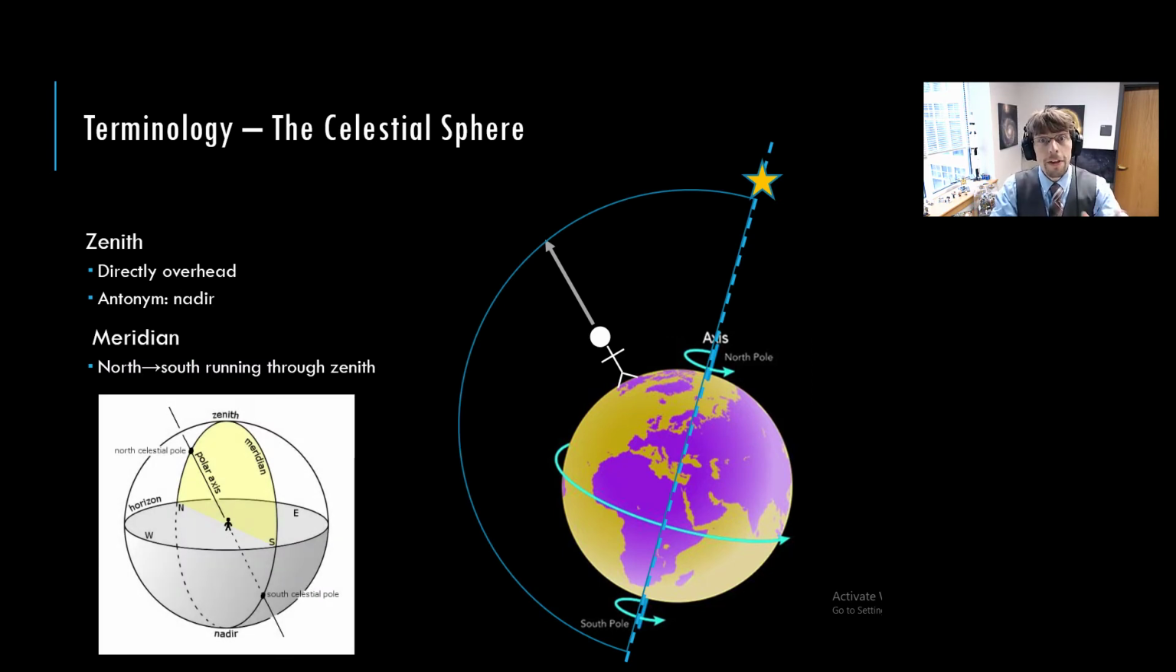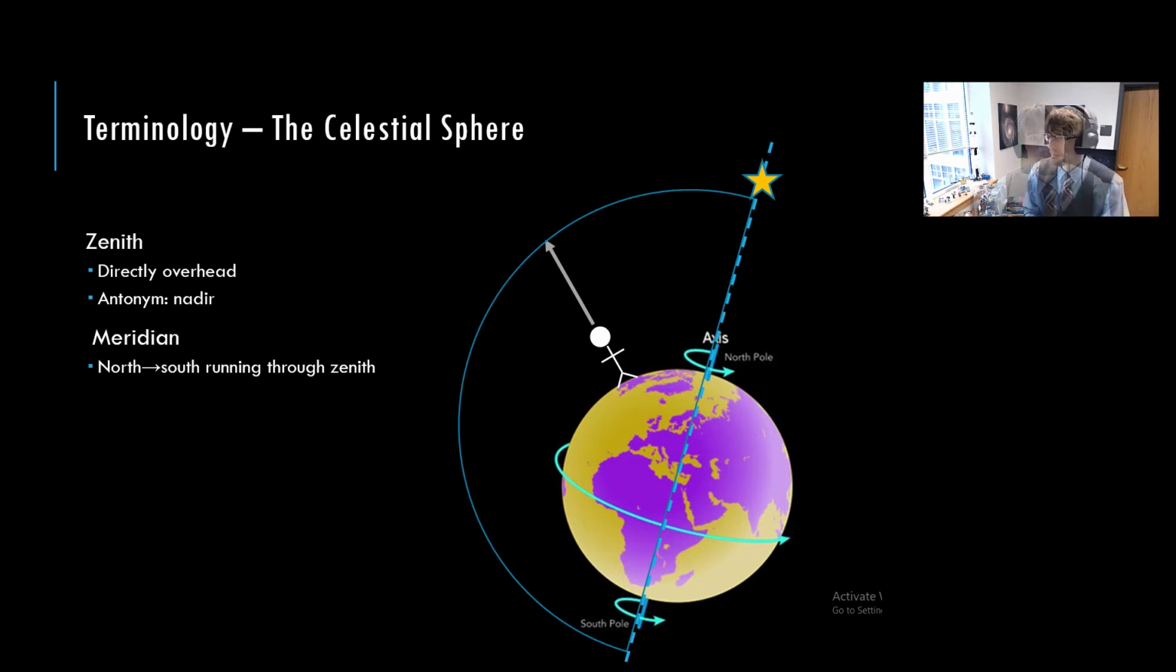Now, one thing I will point out to you right now is notice that for people located at different positions on the Earth, they will have a different zenith. And because they have a different zenith, if you're at different locations on the Earth, that means you're going to have different meridians.